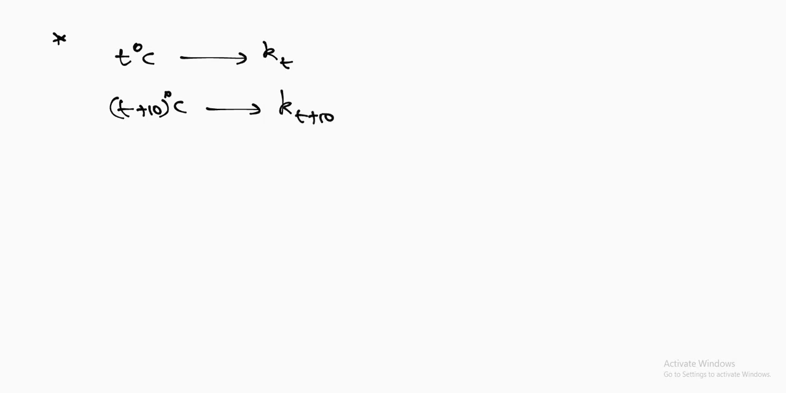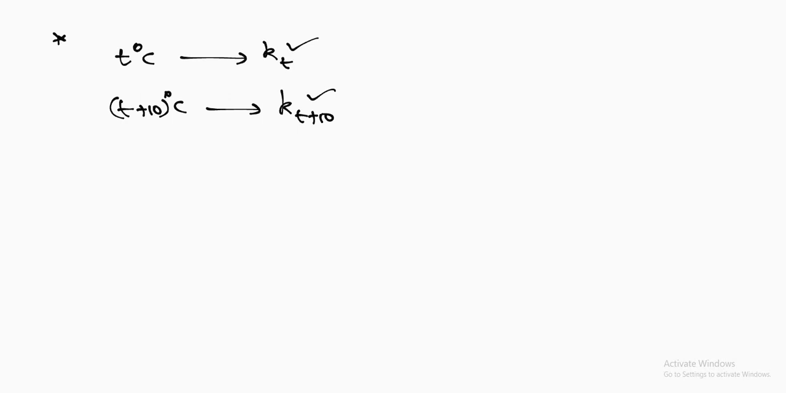when people carried out the experiment, for example, at T degrees Celsius, you take some chemical reaction and calculate the rate constant, and let the rate constant at T degrees Celsius be Kt. Now for the same reaction, you increase the temperature by 10 degrees, to T plus 10 degrees Celsius, carry out the reaction and find the rate constant, which I am going to represent as Kt+10. This is the rate constant at T degrees Celsius, and this is the rate constant at T plus 10 degrees Celsius.